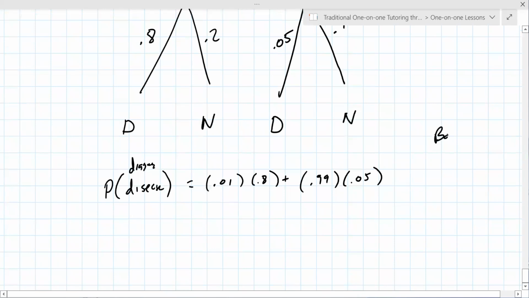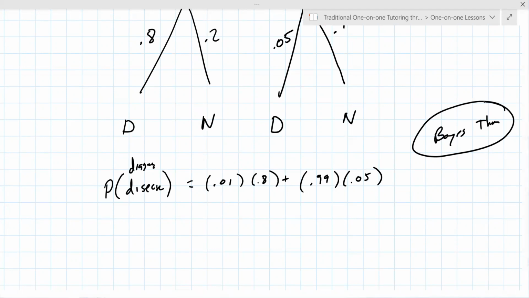And all this is what's called Bayes' theorem. So if you go to class again, I would just ask for more help on Bayes' theorem. It's usually the thing that most students really struggle with. And that way you can get some extra help on it.